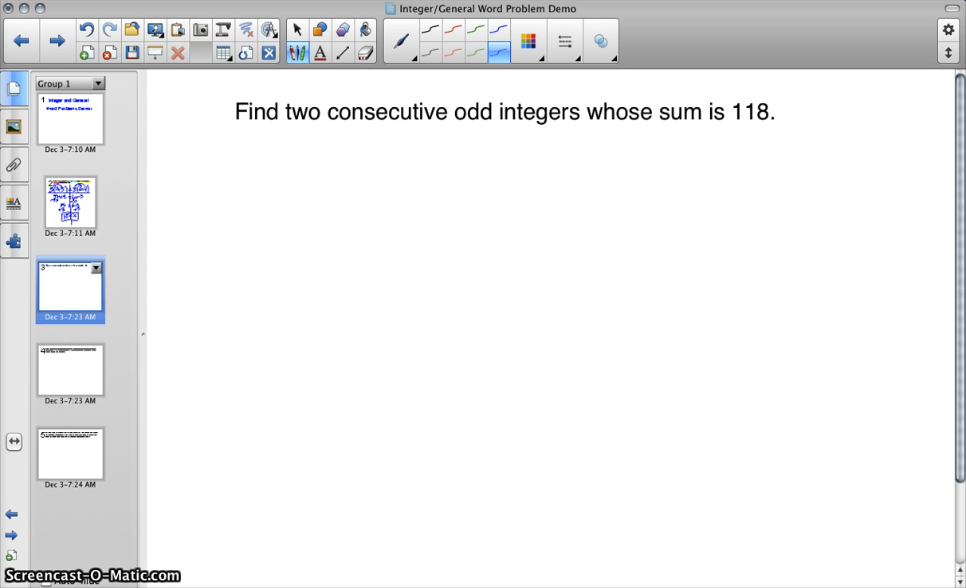These ones are always, I think, fun and enjoyable. I do need to make a change. I don't want 118, I want 120. Alright, so find 2 consecutive odd integers whose sum is 120.